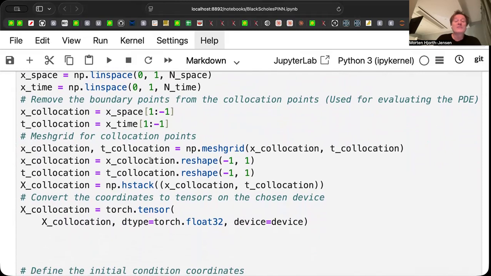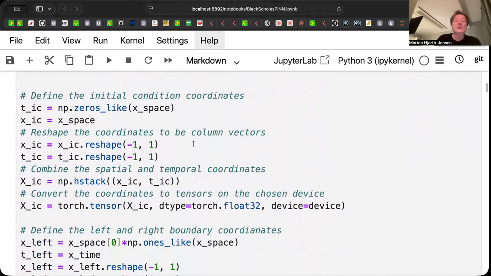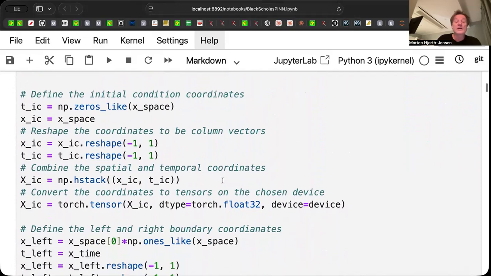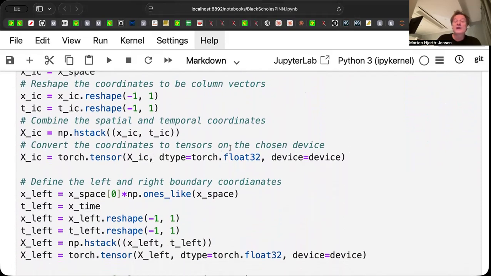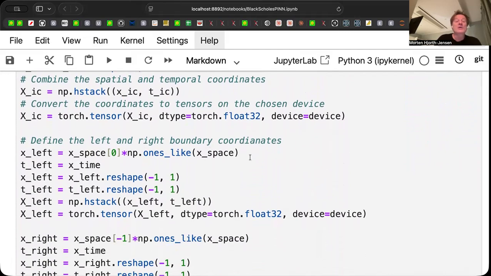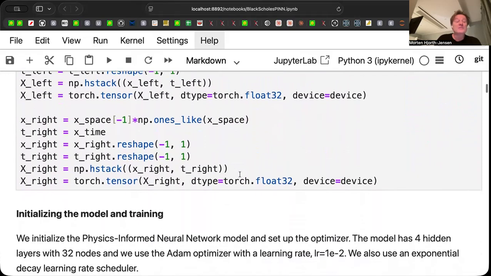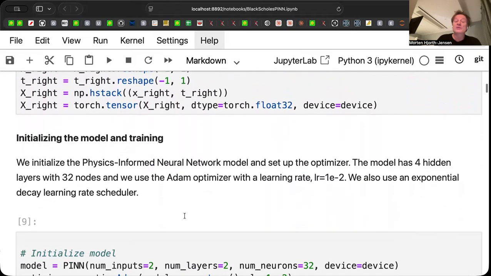We are setting up all the different arrays which are needed for setting up gradients, etc. Define the initial condition coordinates, and we reshape the coordinates to be column vectors, and then we combine the spatial and temporal coordinates. We convert the coordinates to tensors on the chosen device, and then we define the left and right boundary coordinates. When we've done that, we are ready. We can initialize the model and do the training.